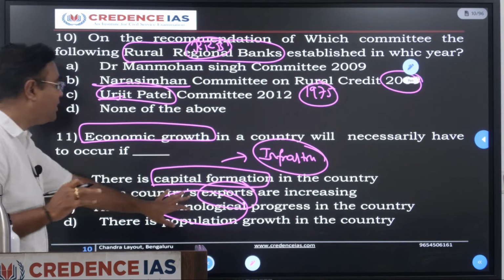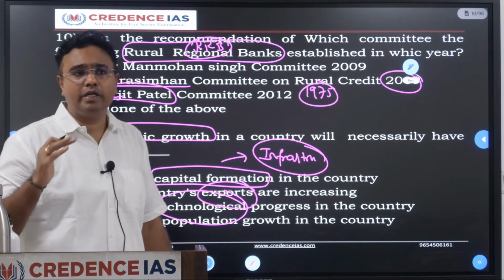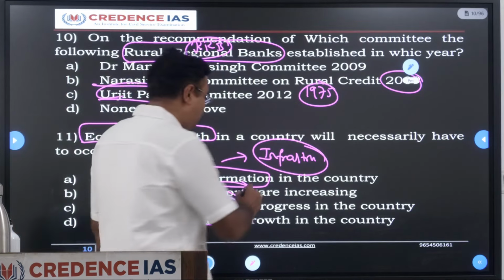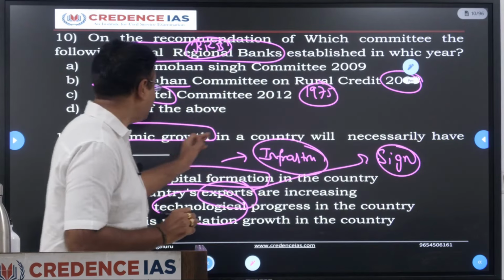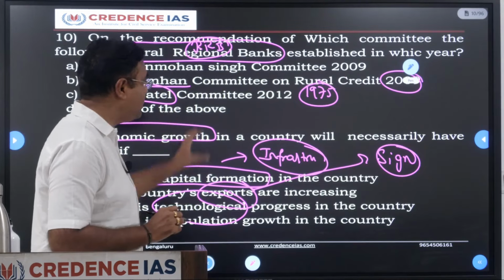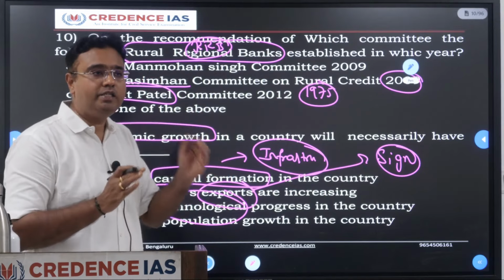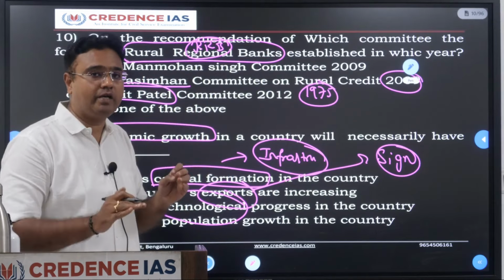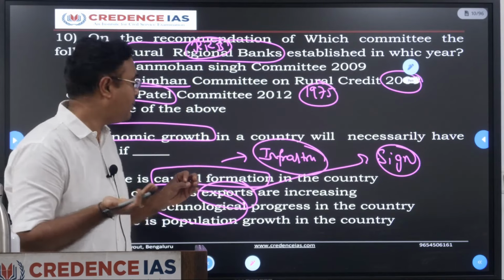Okay, the country's exports are increased. Suppose the country's exports are increasing, it's a sign of growth. It is also a sign of growth, but the question says will necessarily have to occur. If a country has to grow, then this has to occur, it is fundamental. This situation or phenomenon has to occur. Others may occur, may not occur, and still the economic growth will happen.